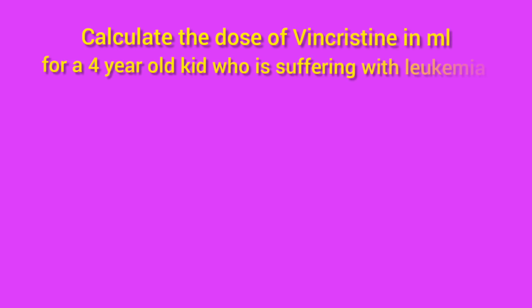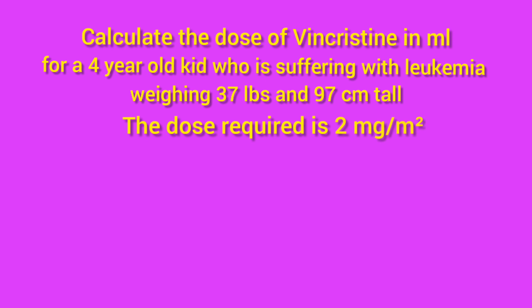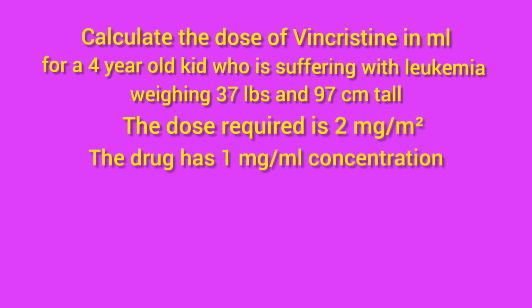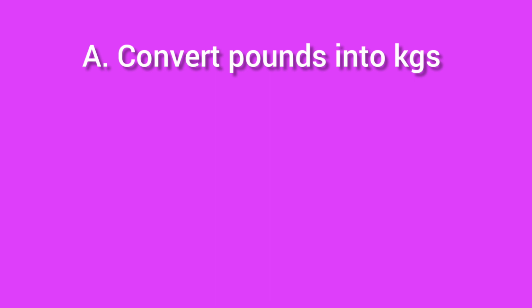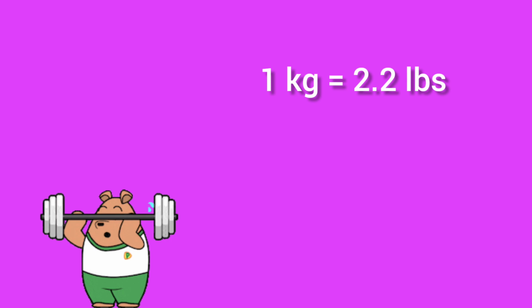Case study number 3. Calculate the dose of vincristine in ml for a 4-year-old kid who is suffering with leukemia. The kid is weighing 37 pounds and is 97 centimeters tall. The dose required is 2 mg per meter square. The drug has 1 mg per ml concentration. Now first what we have to do? Let's convert the pounds into kg. As we all know, 1 kg is equal to 2.2 pounds.